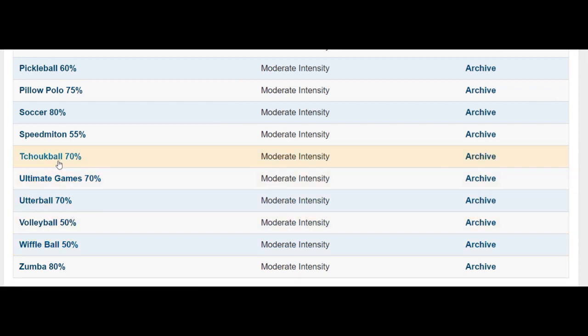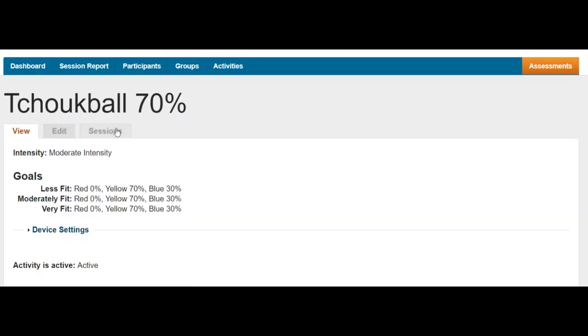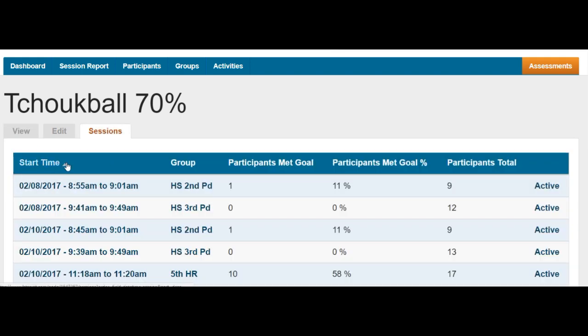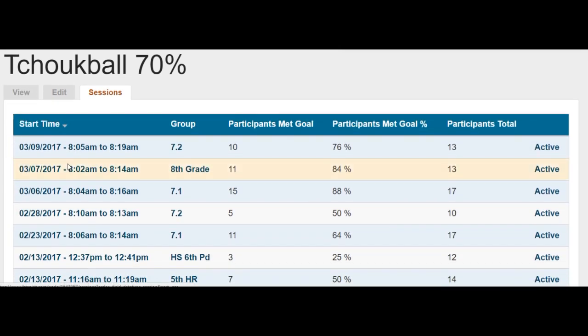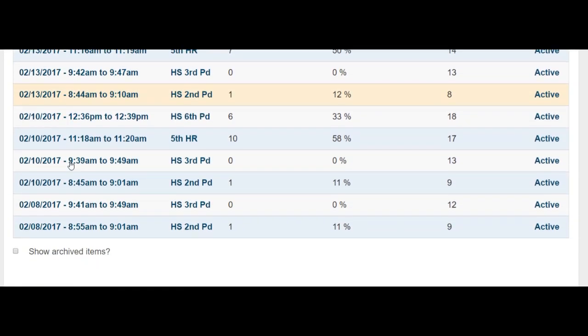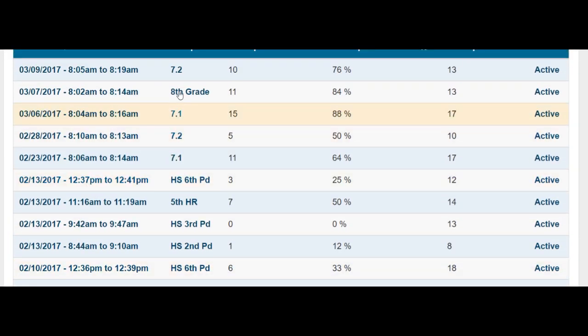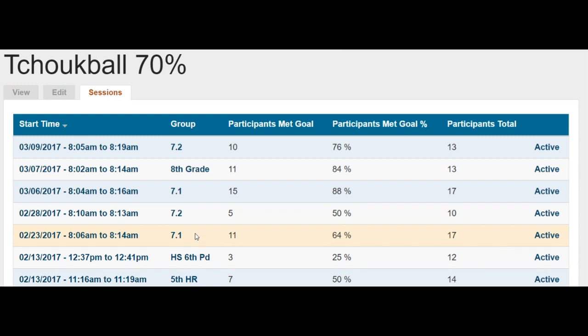Now, to check how successful the students are, you can click on the name of the activity, go into sessions. I always like to reverse this, and when I'm looking at sessions, one of the things I want to look at is, am I looking at the data through the lens of various class periods, or am I just looking at one class period? Because we all know that it's a combination throughout the day of what goes on.